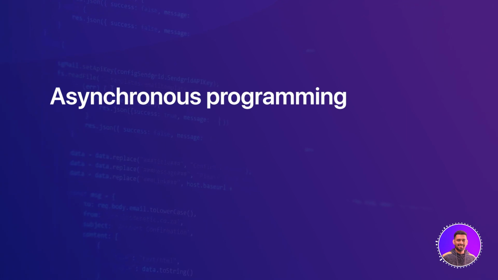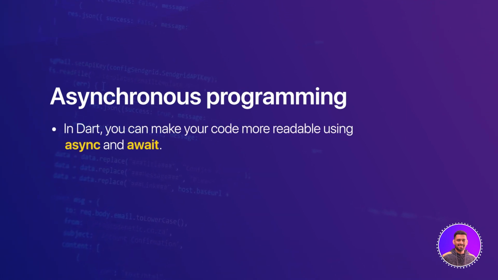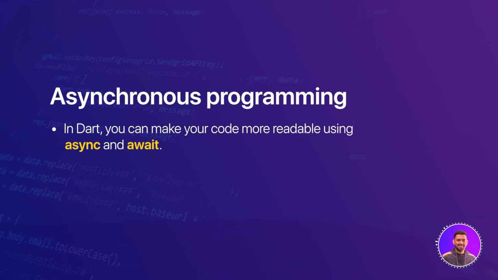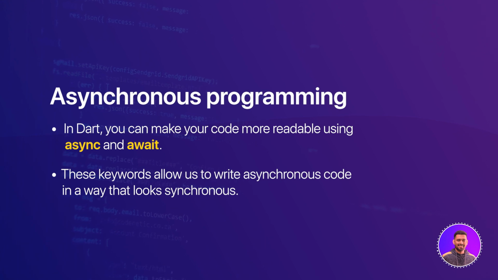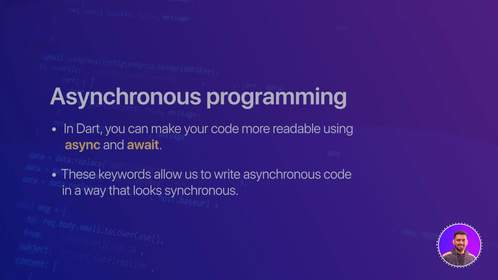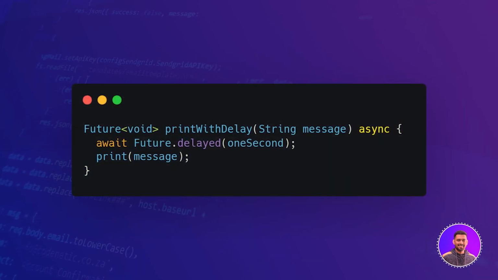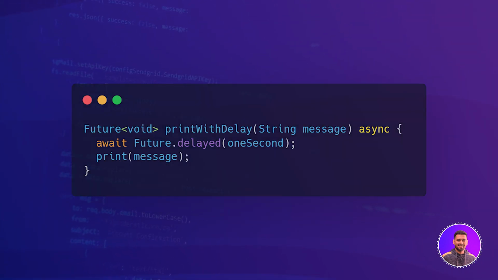Moving on to asynchronous programming. In Dart, you can make your code more readable using async and await. These keywords allow us to write asynchronous code in a way that looks synchronous. Here, the printWithDelay function waits for 1 second and prints a message. The await keyword ensures that Dart pauses execution of the function until the future completes.